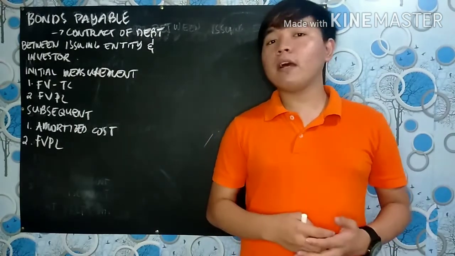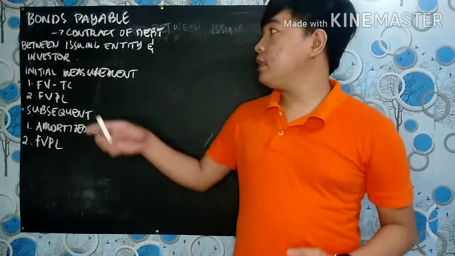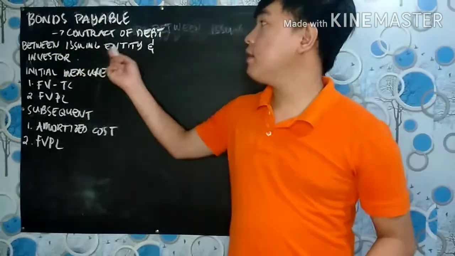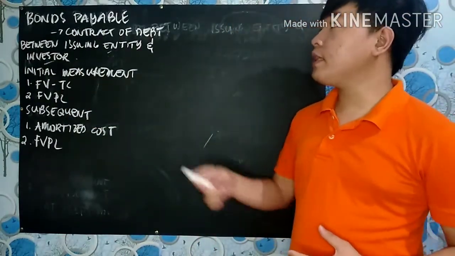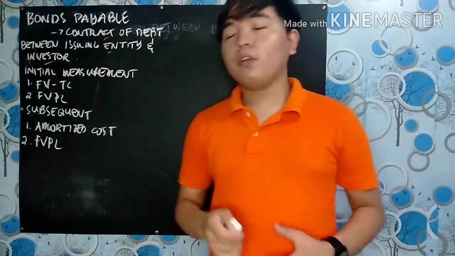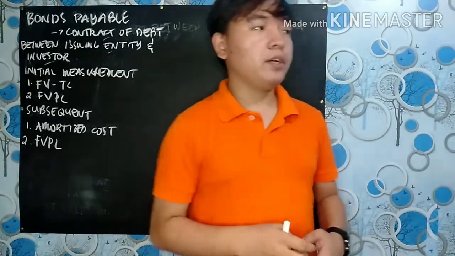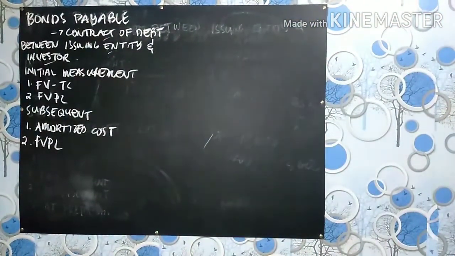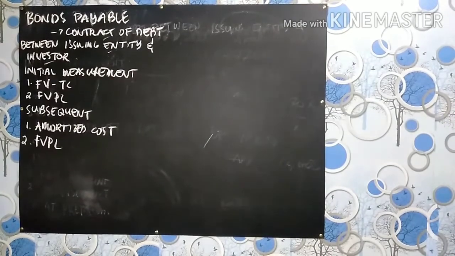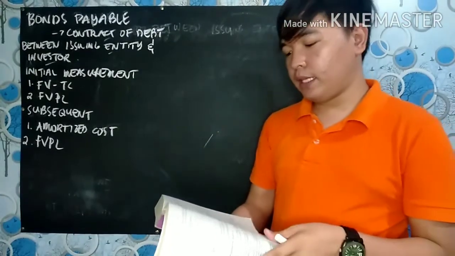So, what is bonds? Bonds is a contract of debt between the issuing entity and the investor, or what we call the creditor. So, it is a contract of debt. So, may tinatawag tayo na bond indenture. Okay, meron tayong tinatawag na bond indenture. Ano ba yung bond indenture?